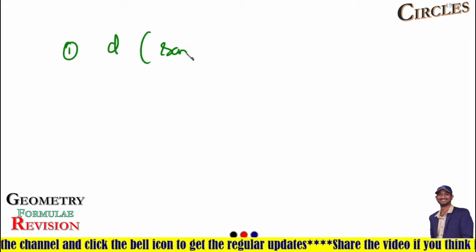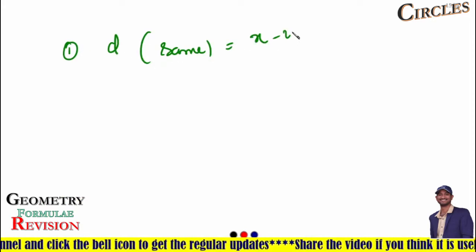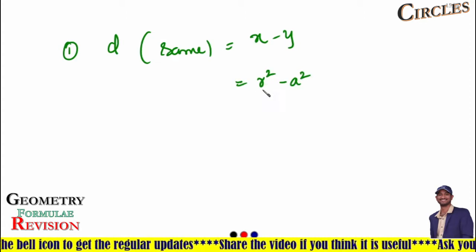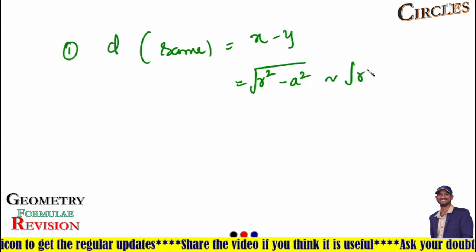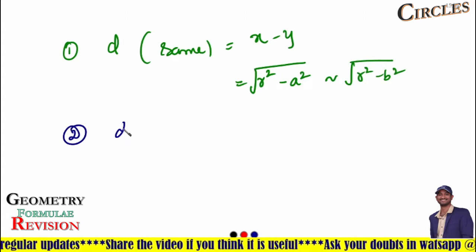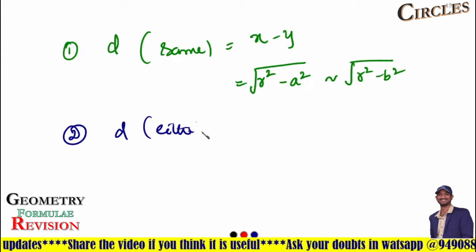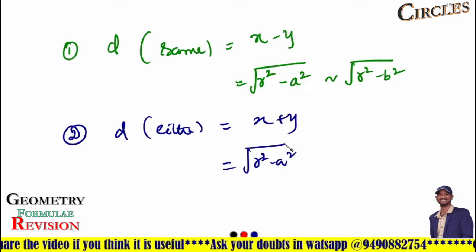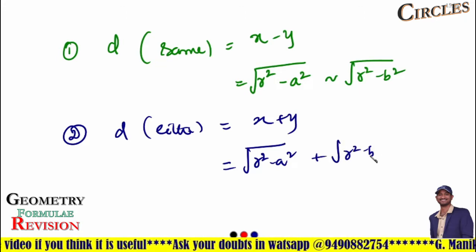So the distance between the chords, if the same side is there, x difference y, that means square root of r square minus a square, difference, square root of r square minus b square. If either side, then it is x plus y, equal to square root of r square minus a square plus square root of r square minus b square.